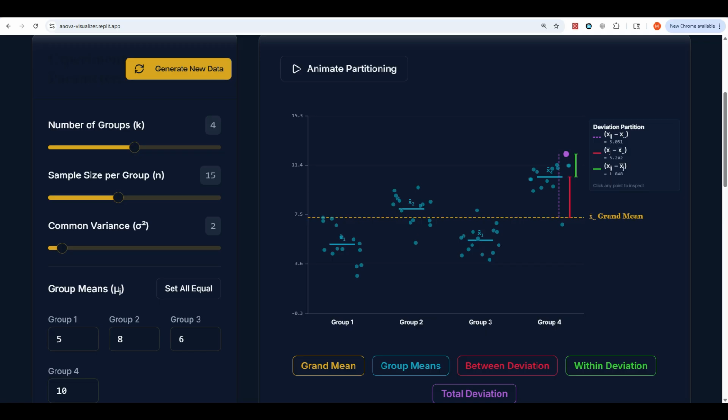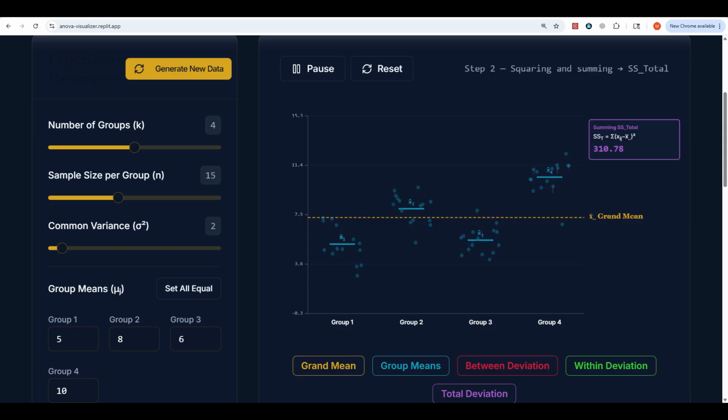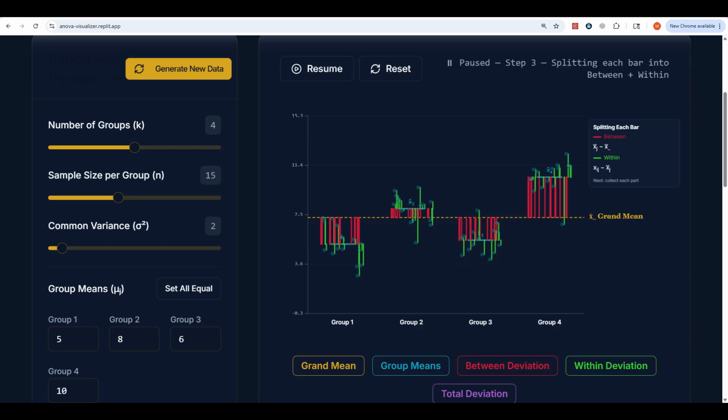And one of the fun things you can do here is to animate the partitioning of those deviations. So first it will show you the deviation of every observation to the grand mean. So essentially, this is like the numerator of a sample variance if we had one sample. The sums of squares then will just be adding all of those together. It calculates that. Next, it splits those purple lines into the red and green lines.